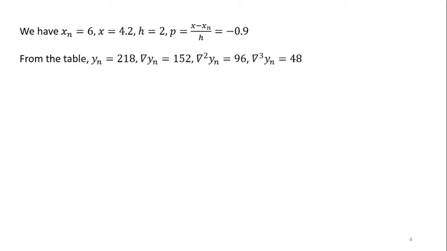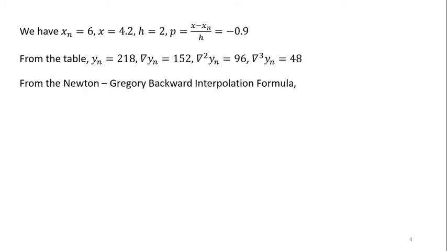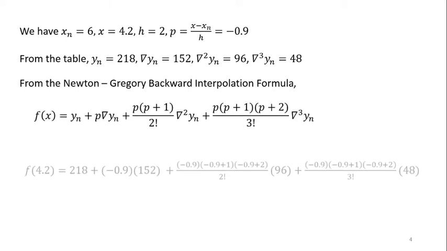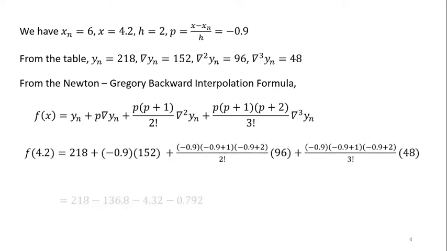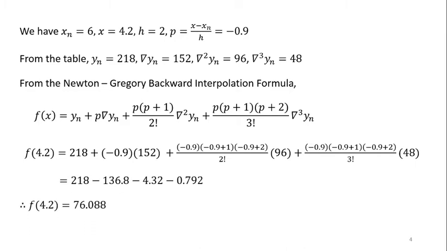Now from the table we have yn = 218, ∇yn = 152, ∇²yn = 96 and ∇³yn = 48. Now substitute these values in the Newton-Gregory backward interpolation formula. If we simplify this, we get f(4.2) as 76.088, which is the required solution.